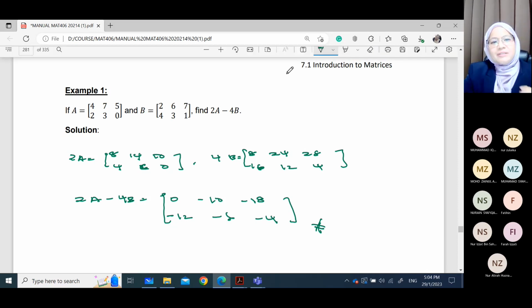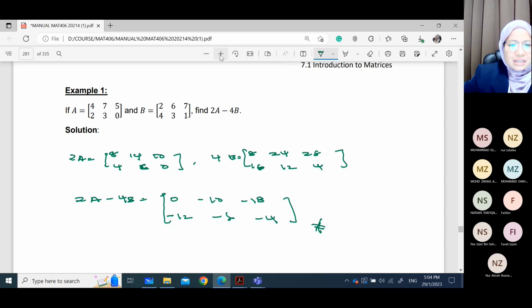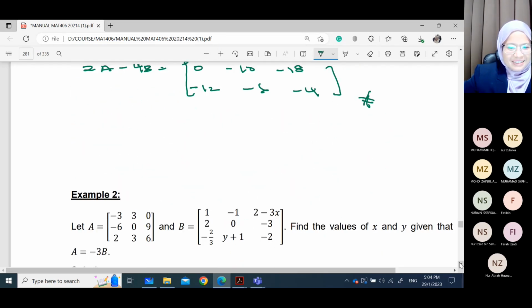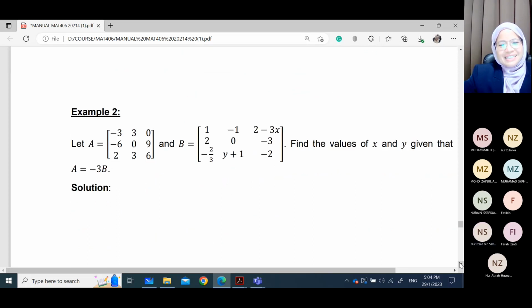Boleh, ada soalan? Tak ada, jelas? Ngantuk. Boleh Puan, boleh. Okay, boleh. So ini bersama right, good.